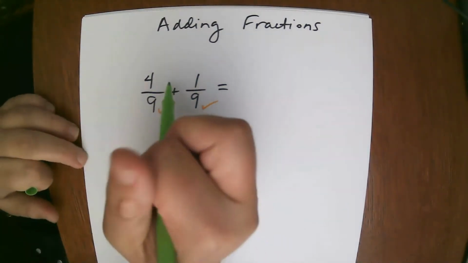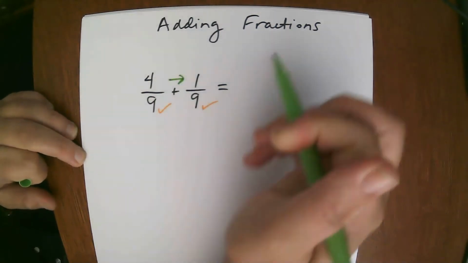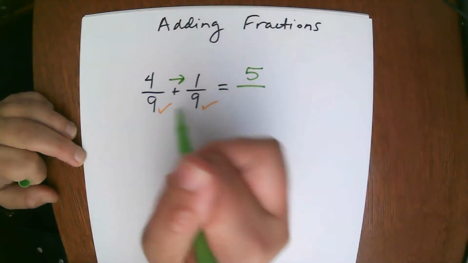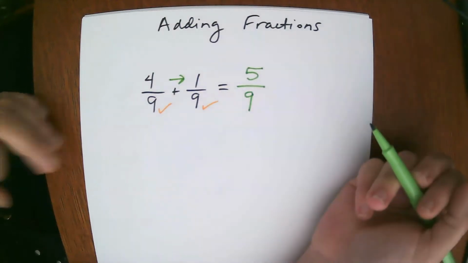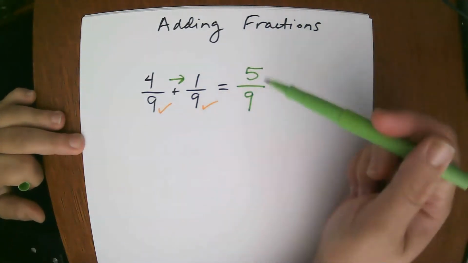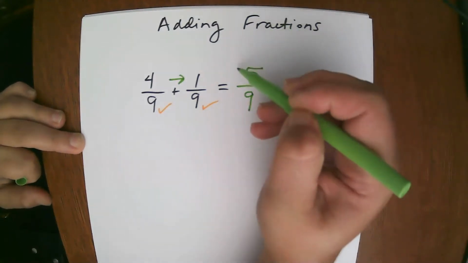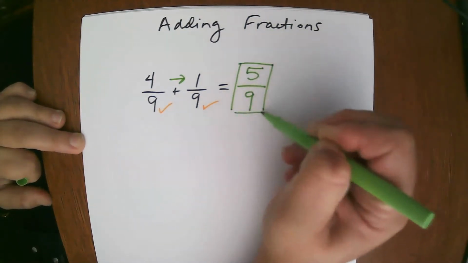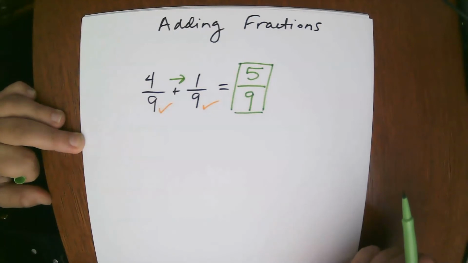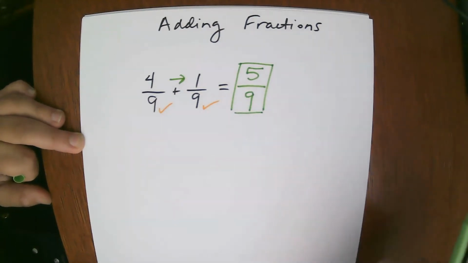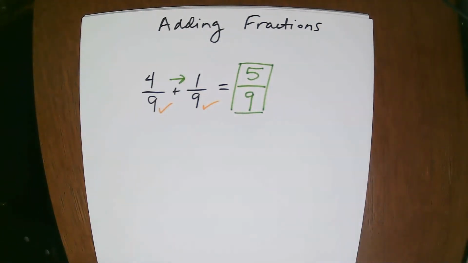If you have a common denominator, and our denominator is 9, it's super simple. All you do is add the numerators. So 4 plus 1 is 5, and your denominator stays the same. Just carries over. It's 9. Of course, you want to try to simplify it if you can, but in this case we can't, so this is our answer. So if your denominators are the same, all you do is add the numerators.